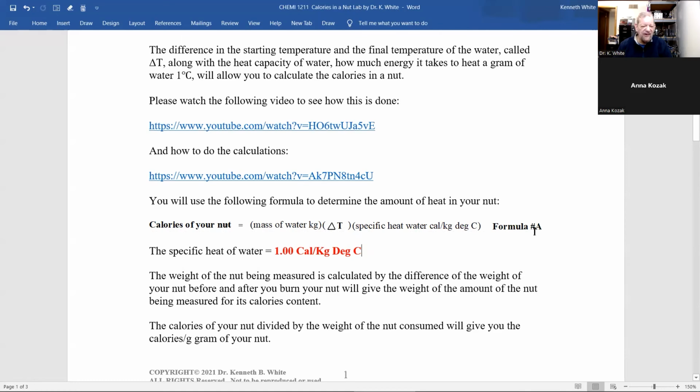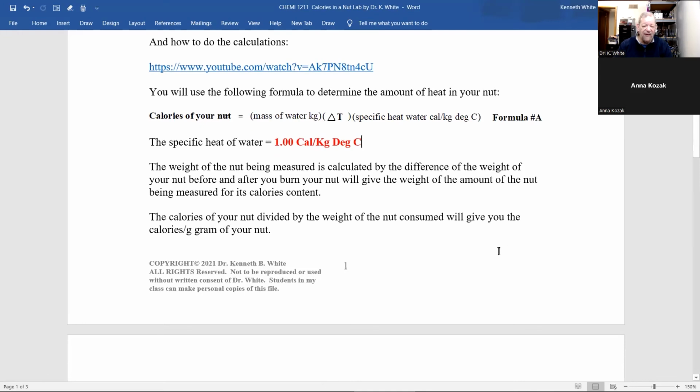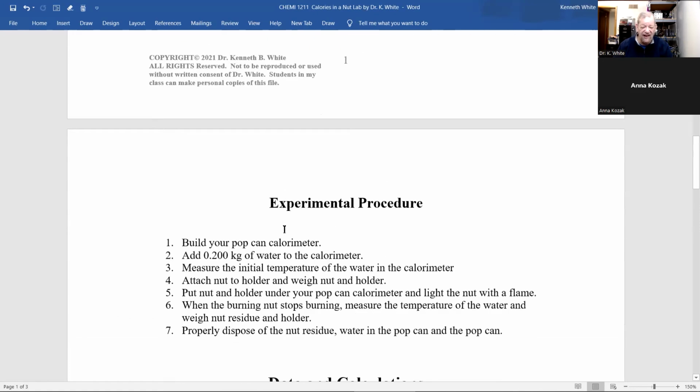Now, the calories of your nut will be the mass of the water in kilograms, I'll explain this in a little while, times the change in temperature, delta T, times the specific heat of water. And the specific heat of water, notice I have in red, is 1.00 calories per kilogram degrees C. Now, you'll also be asked to measure, like I say on the label, how many calories per gram your nut is. So let's look at the calculations.